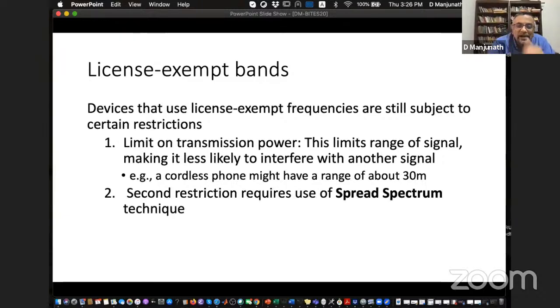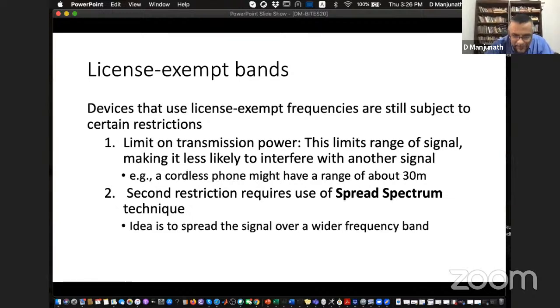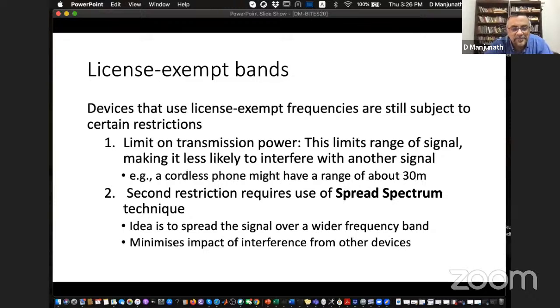The second restriction is that it requires the use of a spread spectrum technique. I'll explain that a little later. If you're using a license exempt band, you have to use spread spectrum techniques. The idea here is to spread the signal over a wide frequency band so that you don't get affected by the ambient noise all that much.